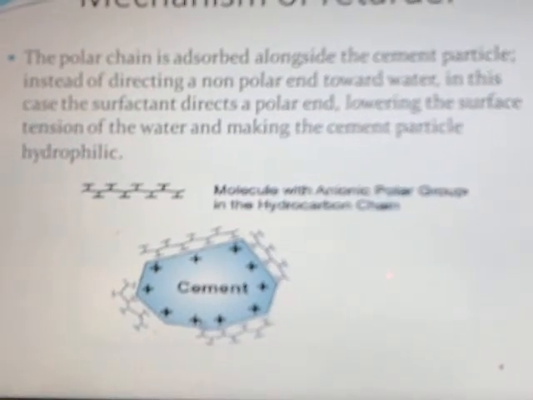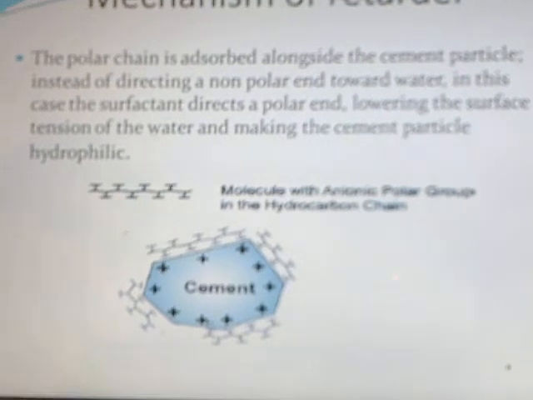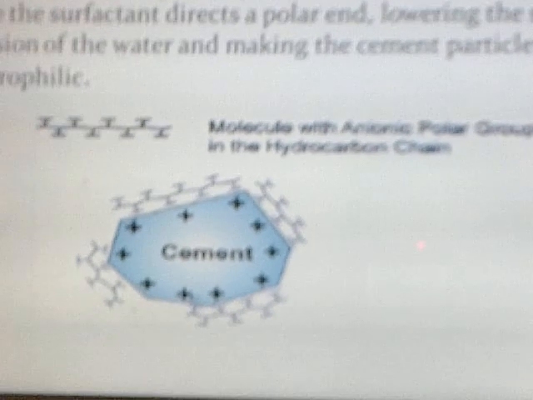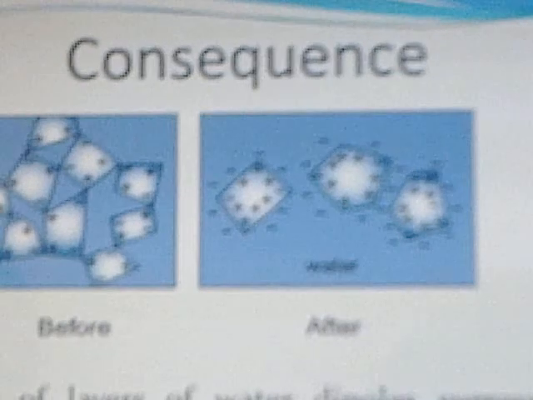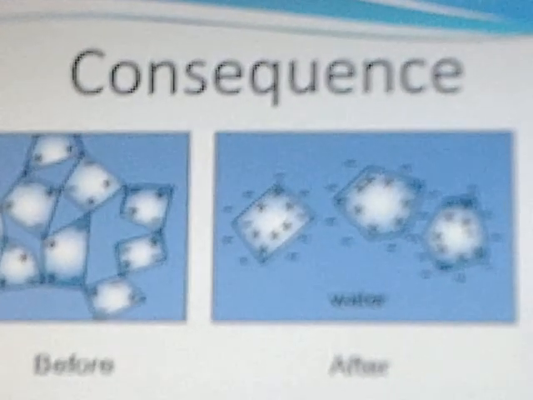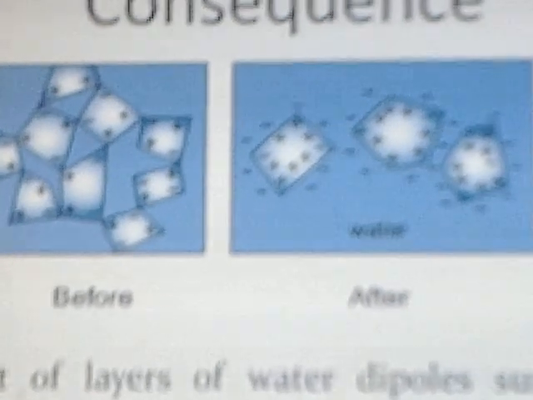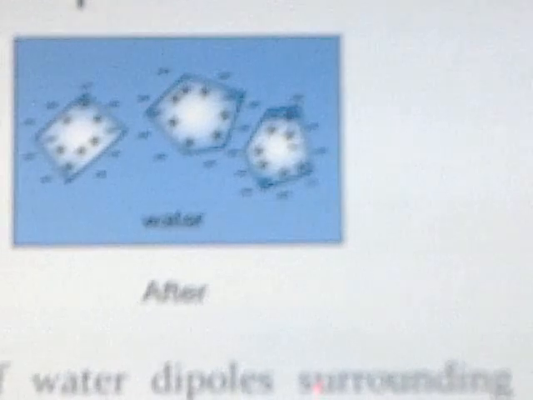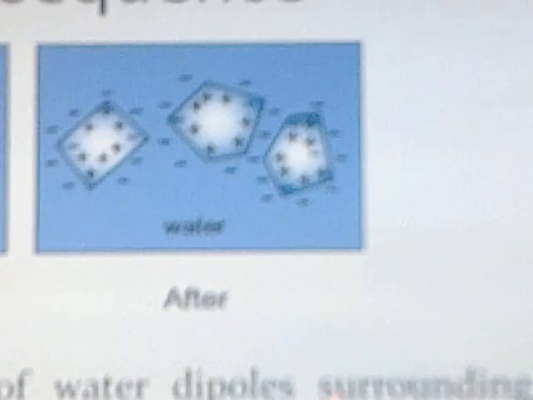This is the mechanism of the retarder. The polar chain is adsorbed alongside the cement particle. Instead of directing a non-polar end towards the water, in this case the surfactant directs a polar end, lowering the surface tension of the water and making the cement particle hydrophilic. The diagram explains the addition of the retarder in the concrete. As a result, a layer of water dipoles surrounds the hydrophilic cement particles, their flocculation is prevented, and a well dispersed system is obtained.